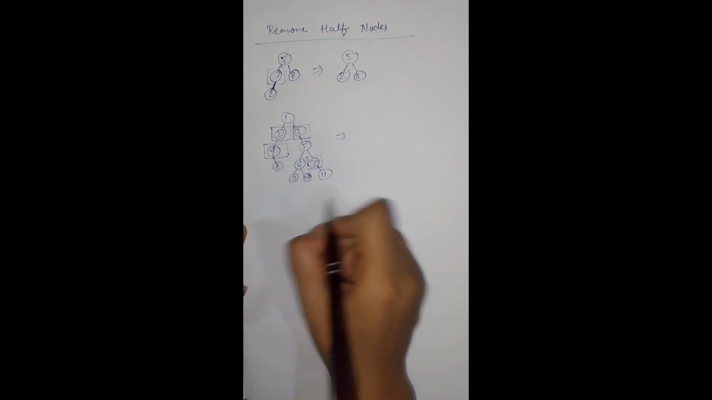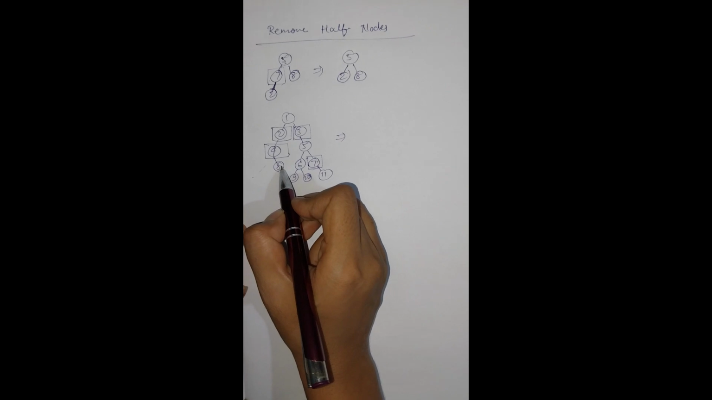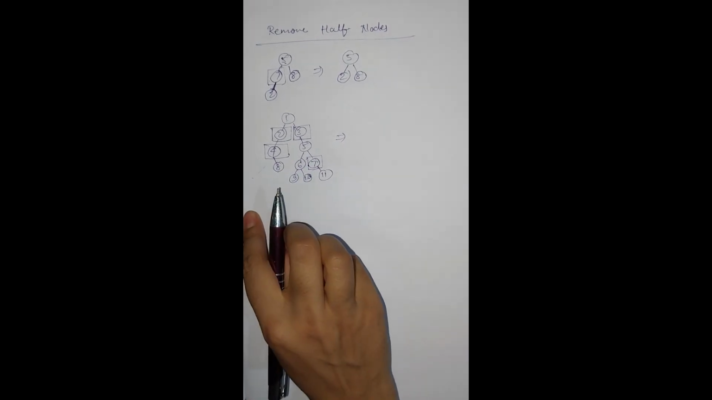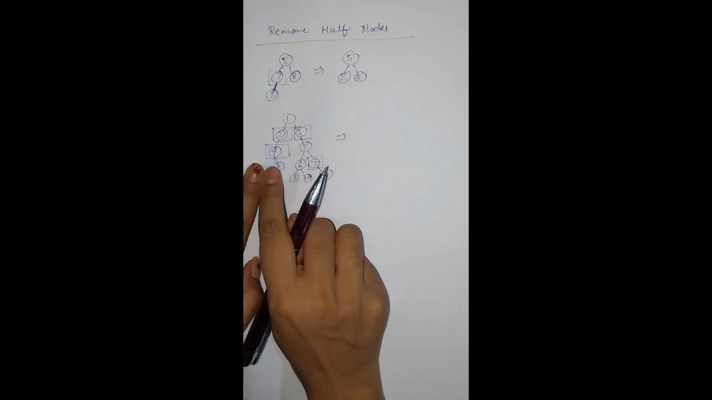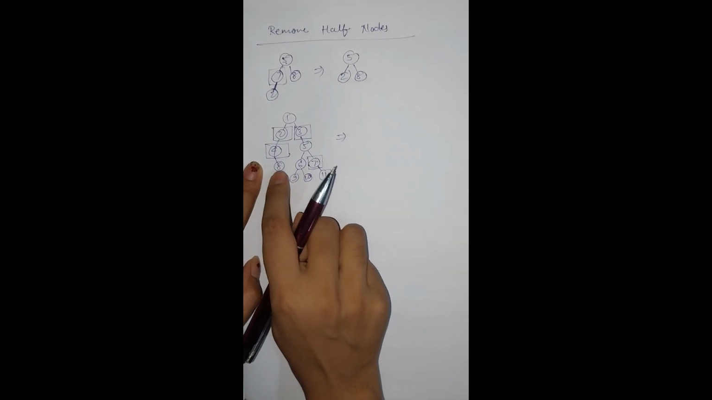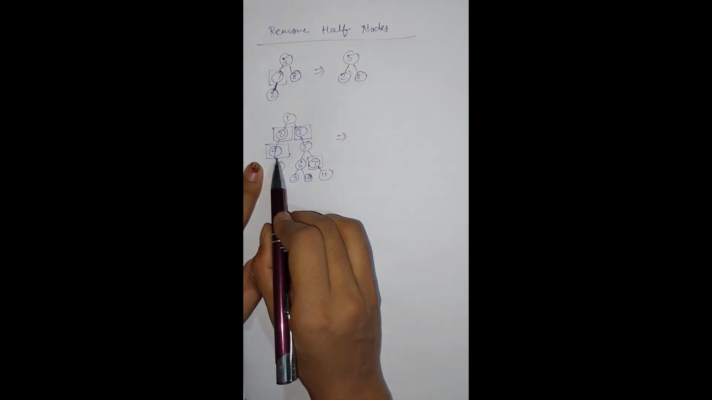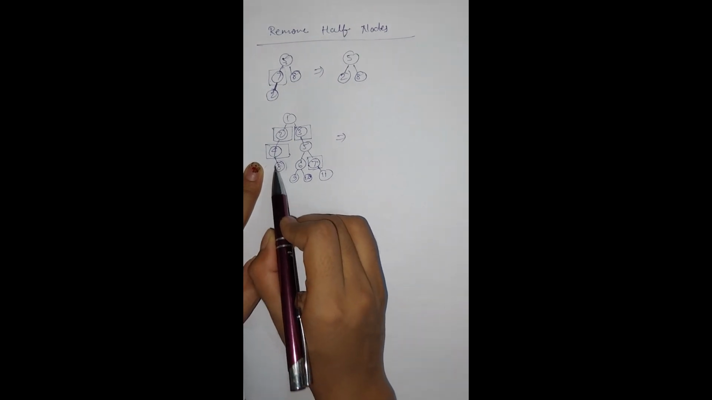So how can we do this? Firstly we will go to the left, then right, and we'll check whether left and right are both not null. If both are not null or both are null, then we will return the root value. Otherwise we will return its child value.